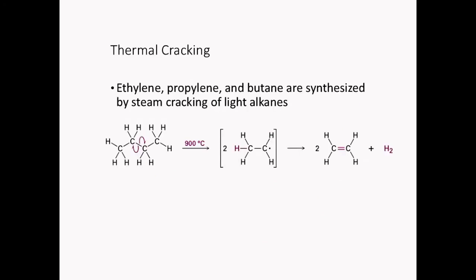Industrially, ethylene, propylene, and butane are synthesized by steam cracking of light alkanes. So notice the arrows are the fishhook arrows here, so this is a radical process. So under very, very extreme heat, 900 degrees Celsius, you can symmetrically cleave that carbon-carbon bond to produce 2 radicals, which then can lose a hydrogen to form ethylene. And then hydrogen gas is also formed as a byproduct.